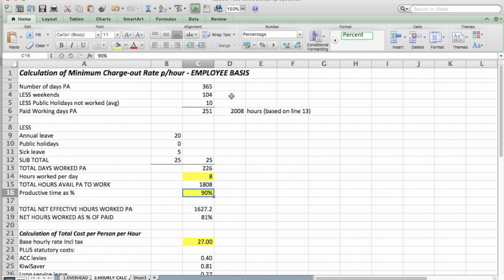The next line here is a little bit of a stab in the dark, really. It's looking at what the productivity of that person is.